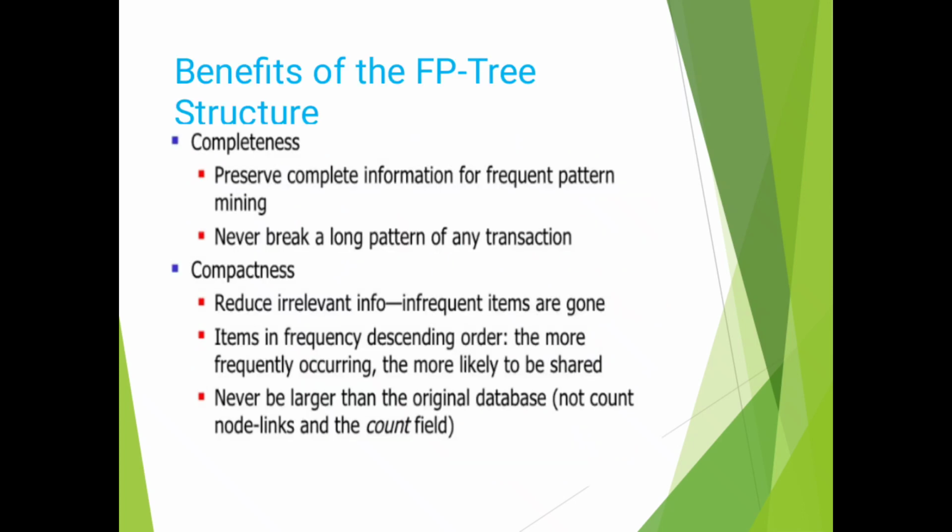Next one, benefits of the FP tree structure. The two benefits are completeness and compactness. Completeness: it keeps the complete information for frequent pattern mining, and it never breaks a long pattern of any transaction. Compactness: to reduce irrelevant information, infrequent items are gone. Items are in frequency descending order, so the more frequently occurring, the more likely to be shared. It is never larger than the original database, not counting node links and the count field. These are the benefits of the FP tree structure: completeness and compactness.